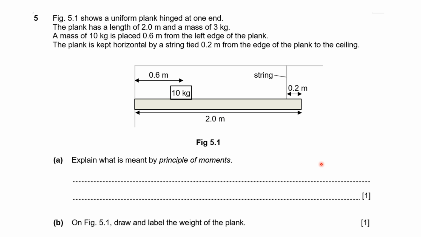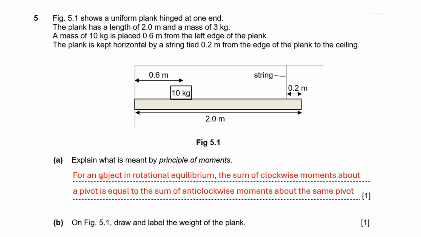Now question 5, I've got a uniform plank hinged at one end, so this end over here. It has a length of 2 meters, a mass of 3 kilograms, and then there's a mass of 10 kilograms placed here and a string tied here. So part A, the principle of moments, this is just for pure memory work. For an object in rotational equilibrium, the sum of clockwise moments about a pivot is equal to the sum of anti-clockwise moments about the same pivot.